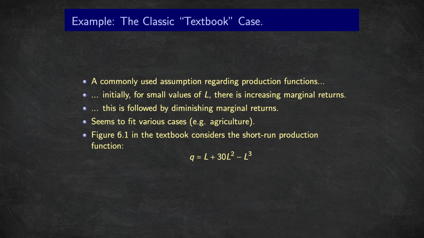The classic case that you will often see in textbooks is not the case of the law of diminishing marginal returns holding everywhere. Typically, you'll see diagrams where for small values of labor, we observe this initially convex part of a short-run production function, so increasing marginal returns. For small values of labor, each unit we employ is adding an increasing amount of output. And then this is followed by diminishing marginal returns eventually. This seems to fit various cases.